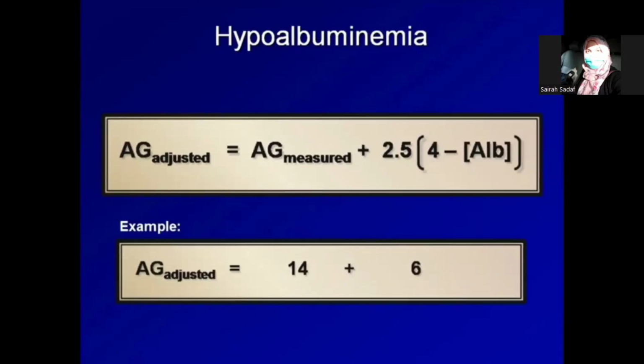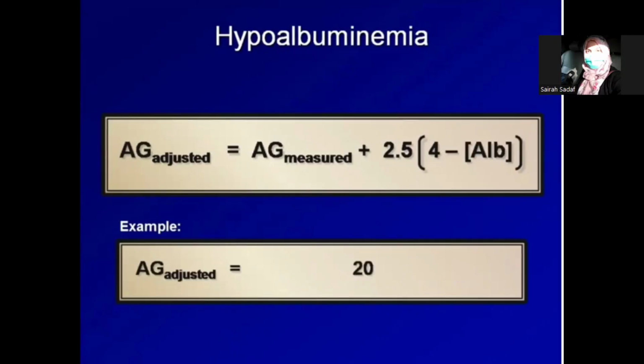Now we have subtracted it, and we have multiplied it with 2.5. We get 6, and it's 20. So this is the adjusted anion gap in the face of hypoalbuminemia. When there is hypoalbuminemia, you can use this formula to adjust the anion gap.